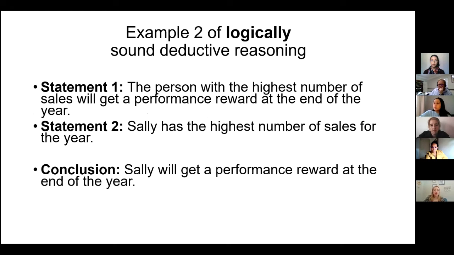Another example is, let's say, statement 1: the person with the highest number of sales will get a performance reward at the end of the year. In statement 2, Sally has the highest number of sales for the year. We can then conclude that Sally will get a performance reward at the end of the year.